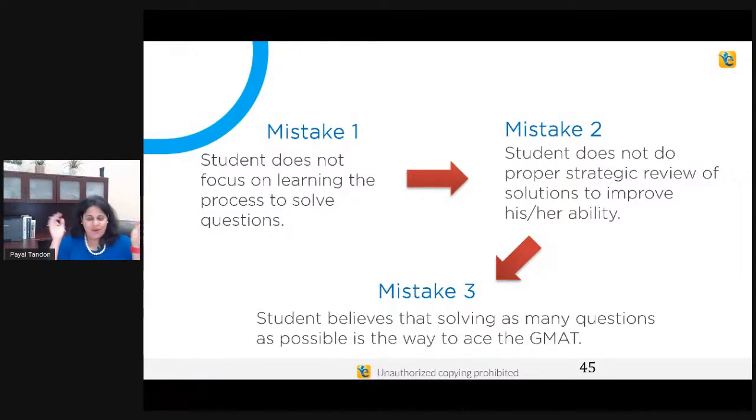So guys, what I talked about applies to SC, quant, CR, and RC. These are the mistakes that people make while executing any of the subsections. The basic principles behind preparing for GMAT are the same across all subsections. Thank you, Kayur, for understanding that, for realizing that. And again, write to us and tell us where you need help so that we can help you out with that.